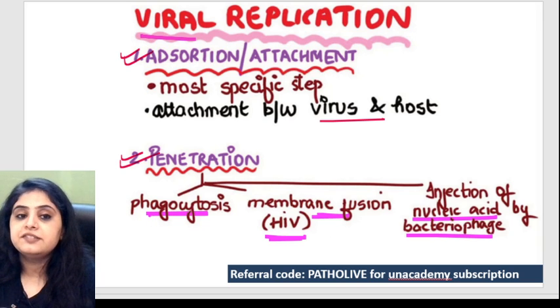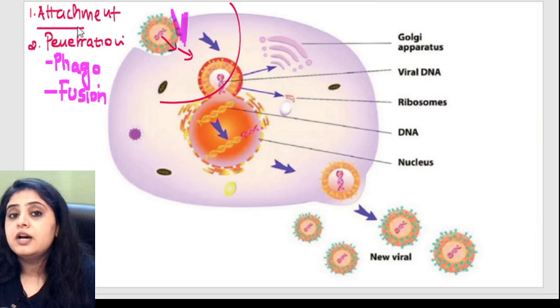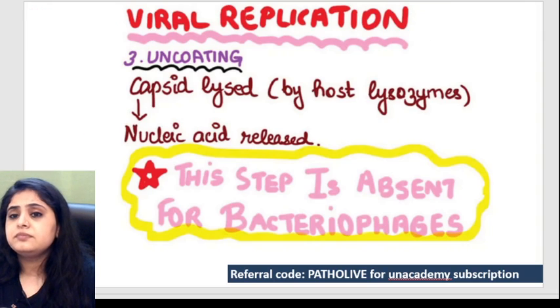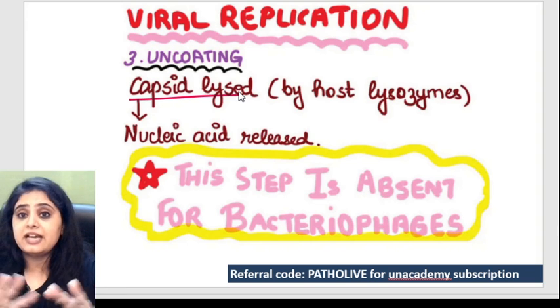Having said that, next is the process of uncoating. So the third one that we have is the process of uncoating. What are we trying to uncoat over here? Uncoating is that around the nucleic acid, whatever capsid is there, remove that so that the nucleic acid can actually come out.